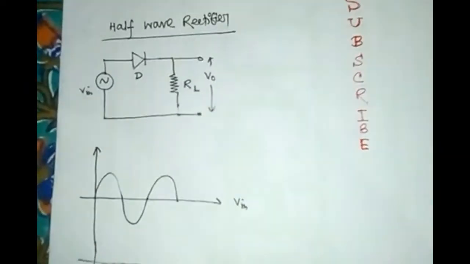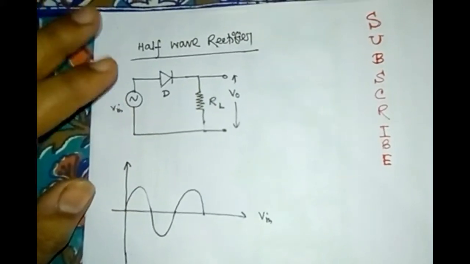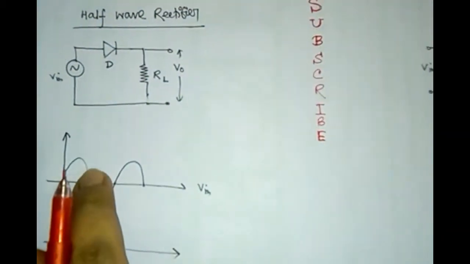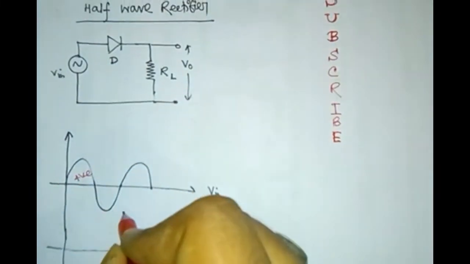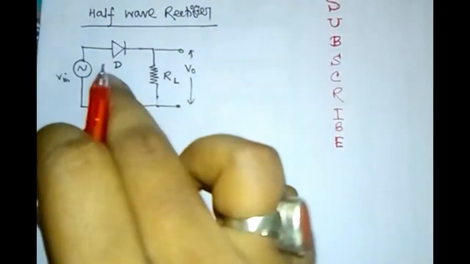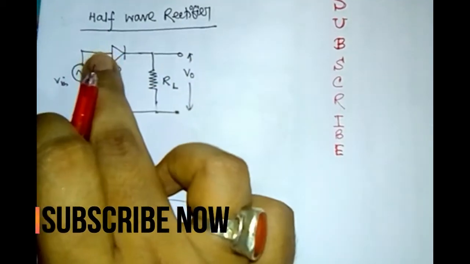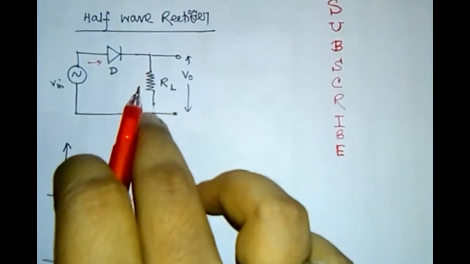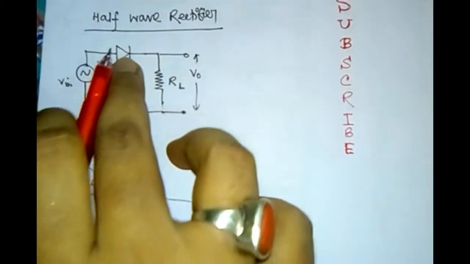Now what will happen for the half wave rectifier? See, AC has 2 cycles, positive and negative. Let me name them here: it is the positive half cycle and it is the negative half cycle. For the positive half cycle, diode 1 will conduct, it will be forward biased, and here there will be a supply. But for the negative half cycle, the diode will be reverse biased, so there will be no conduction.